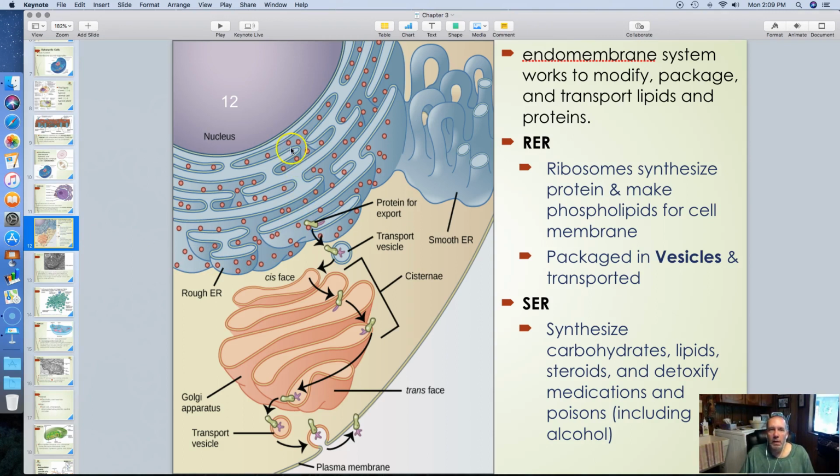So here now we zoom in a little more. Again, here's the nucleus for reference. You see the rough endoplasmic reticulum. So this is figure 3.13 in your book. Again, this is the rough ER, and it's called a rough endoplasmic reticulum because with all of these ribosomes on the surface, it makes the surface look bumpy or rough, and so that's why it's the rough ER.